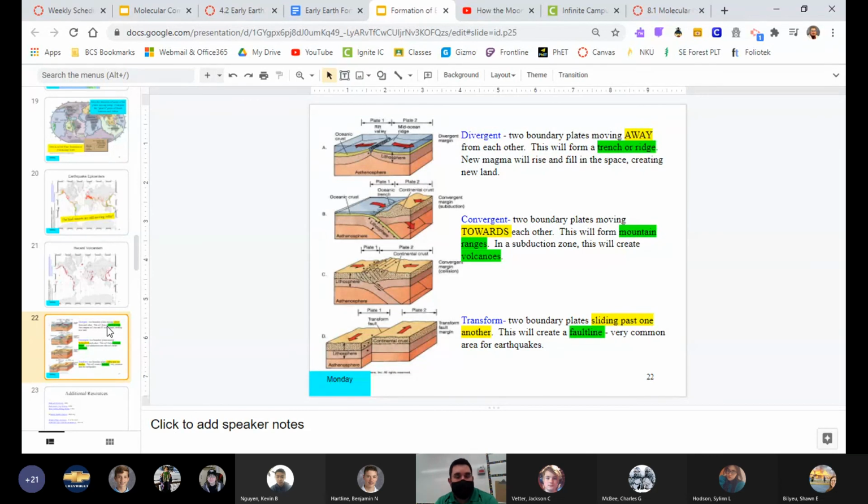If one goes under and starts to melt, that can come up through the top as a volcano. And then the last one is the transform boundary. That is where they're rubbing against each other, but they're not going towards each other. They're rubbing against each other, going in opposite directions. Okay? And that will create a fault line. This is very common for earthquakes. Sometimes they'll get stuck, then they'll snap and rebound, and that creates an earthquake. Okay, so we have a couple different boundary types there.